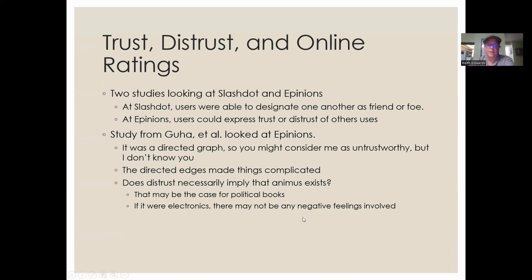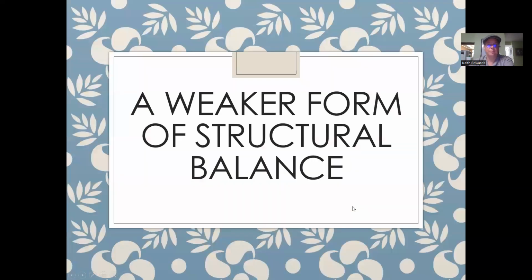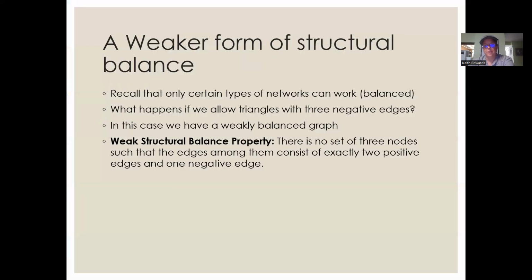So there might not be any negative feelings involved, depending upon what the topic was. So this leads us to, are there weaker forms of structural balance? And recall that only certain types of networks can work. Balanced networks, what happens if we allow triangles with 3 negative edges? What if we weaken that a little bit? So we have mutual enemies. In that case, we have a weakly balanced graph.